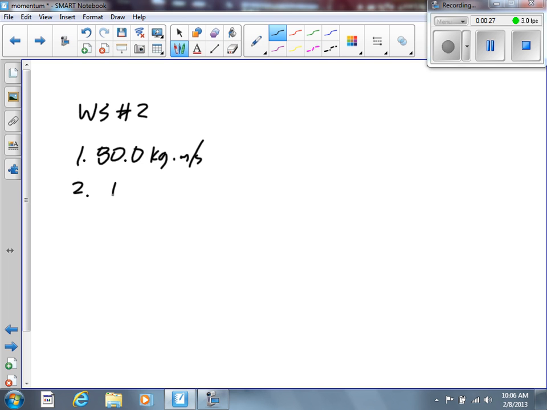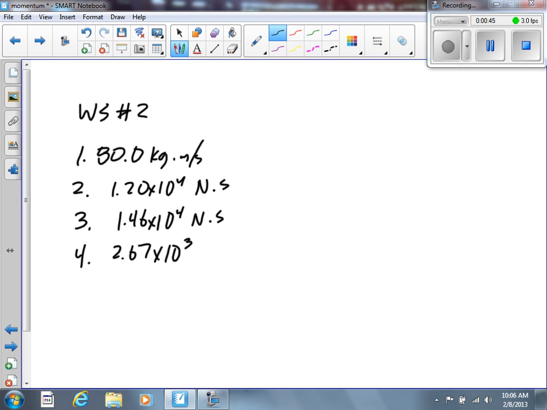Question number 2, I got 1.20 times 10 to the 4 Newton seconds or kilograms meters per second. Question number 3, I got 1.46 times 10 to the 4 Newton seconds or kilograms meters per second. 4, I got 2.67 times 10 to the 3 newtons. 5, I got negative 8.33 times 10 to the 3 newtons, or essentially we're saying we have a backward force of 8.33 times 10 to the 3. 6, I got 675 newtons.